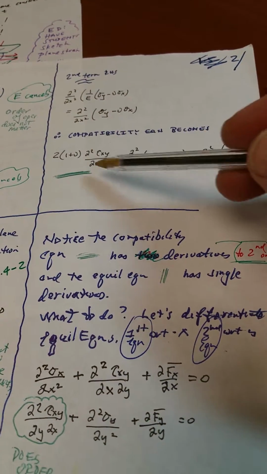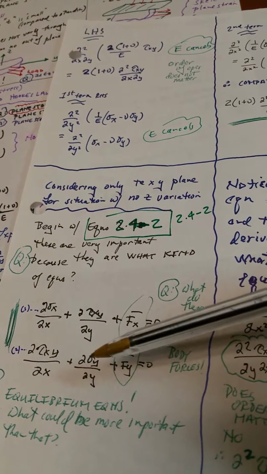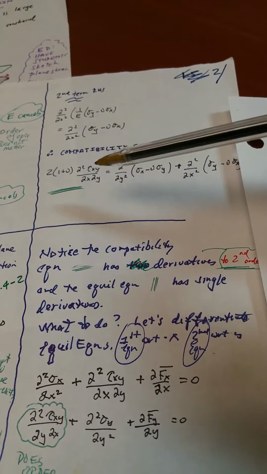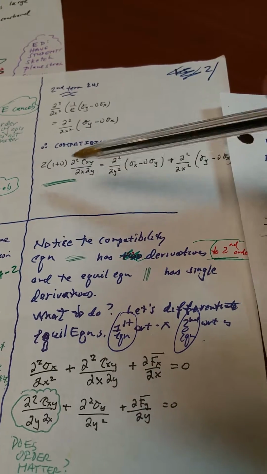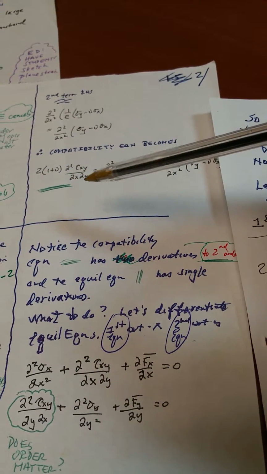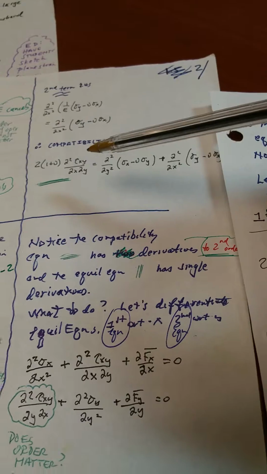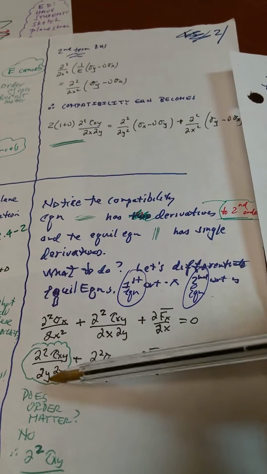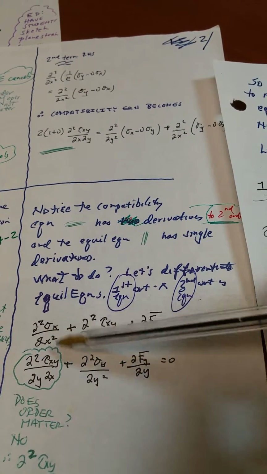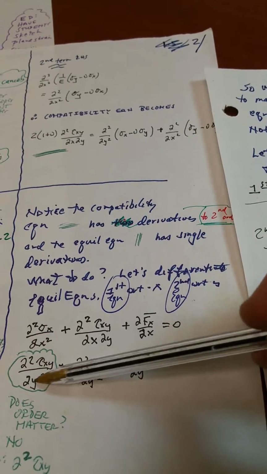Recall what our goal is here. We're trying to make these equilibrium equations match the compatibility equations, and the compatibility equations went through some manipulations to get stresses in there. So currently we're at this point where we have the second derivative of tau with respect to x and y.